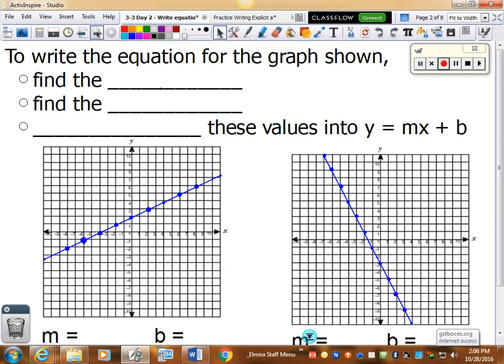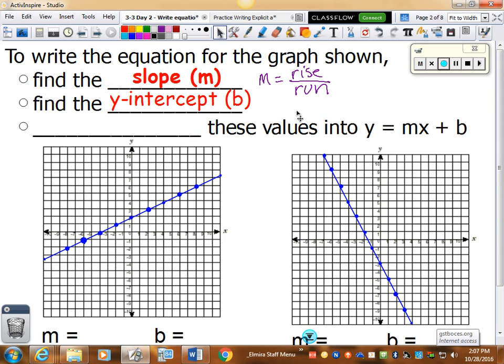Well, first you have to find the slope. Remember from the other day, slope is rise over run in a graph. Okay? And then you have to find the y-intercept. That's the b. We use the letter b and y-intercept interchangeably. Finally, once we know those things, we sub them into y equals mx plus b. So once I know m, I write that instead of m. Once I know b, I write that instead of b.